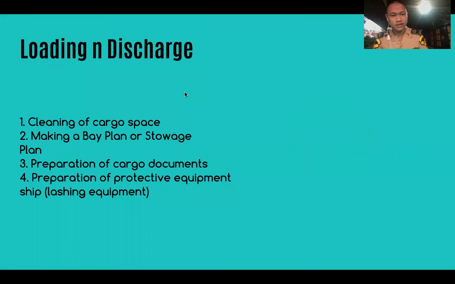Loading and discharge. The first is cleaning of cargo space. The second is making the bay plan or stowage plan. The third, preparation of cargo documents. And the last one is preparation of protective equipment, ship or lashing equipment.